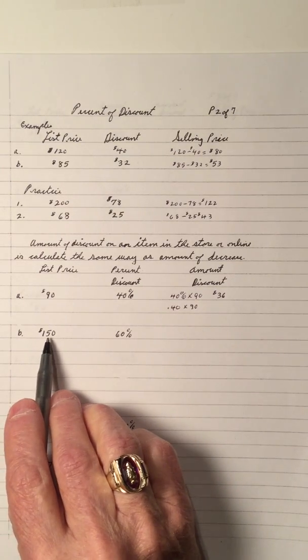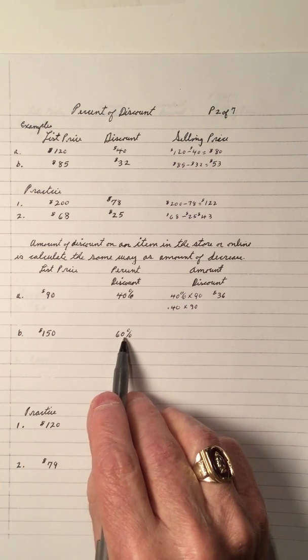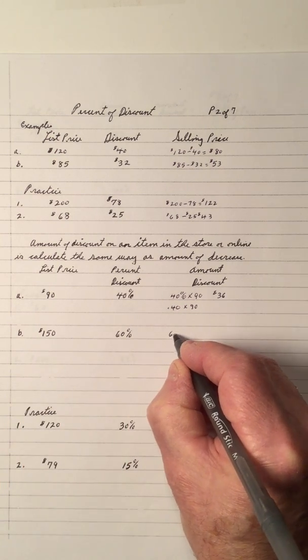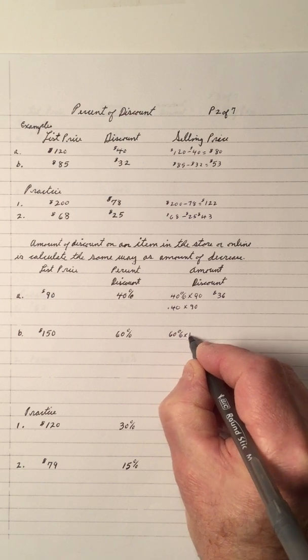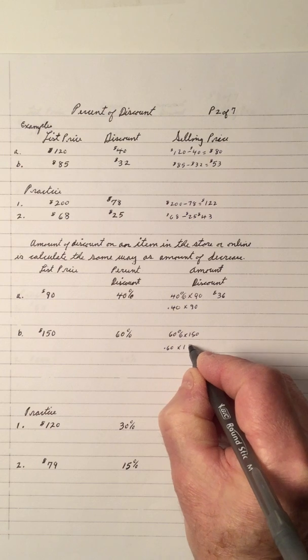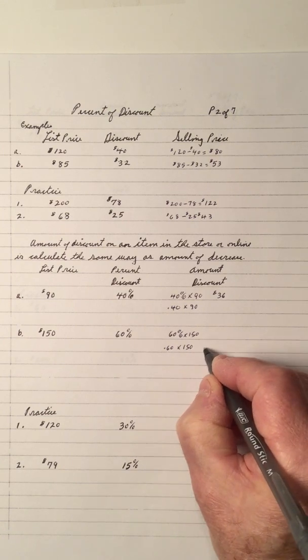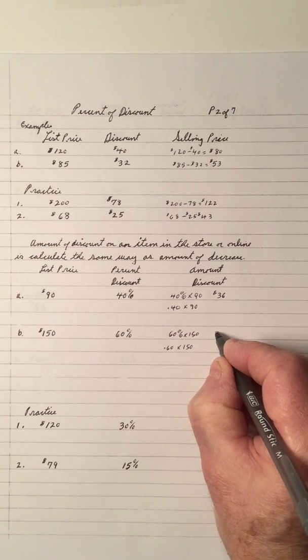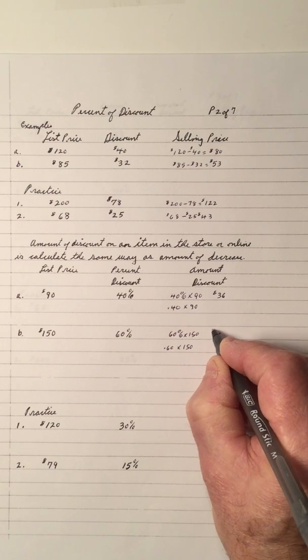And if you have an article for $150 and you got a 60% discount, you take 60% times the 150, which is decimal 0.60 times the 150, and that amount would be $90 if you use your calculator.